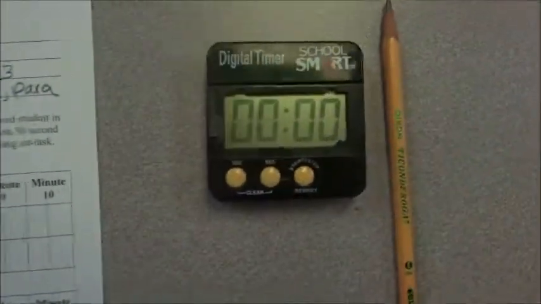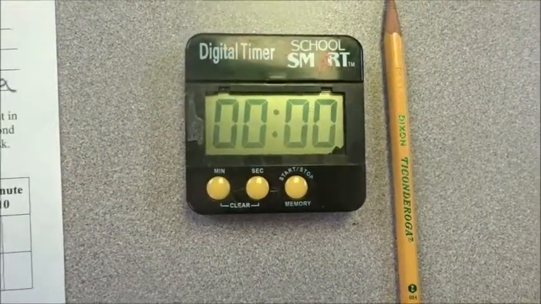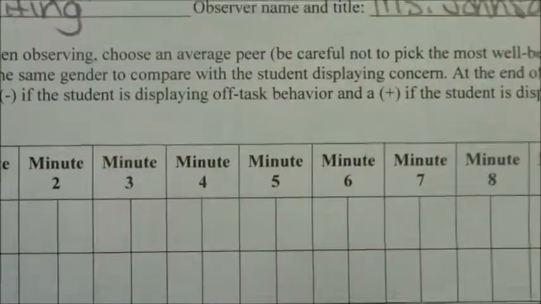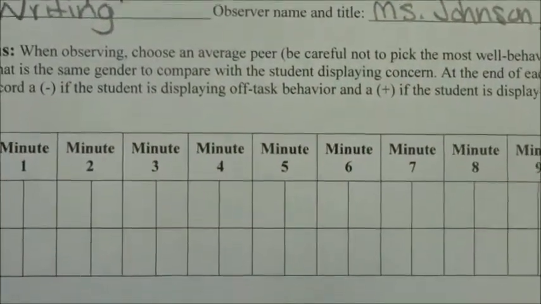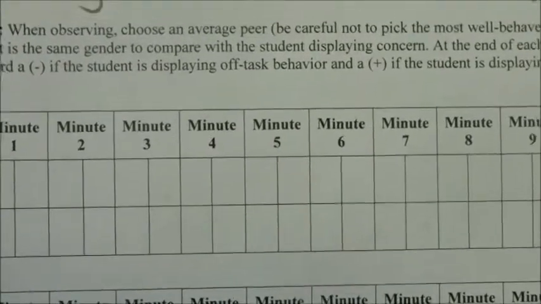You'll also need a timer, preferably a silent timer so as not to distract any of the students, and a writing utensil. When you take data for time on task for a student, you're going to want to make sure you know who your target student is.